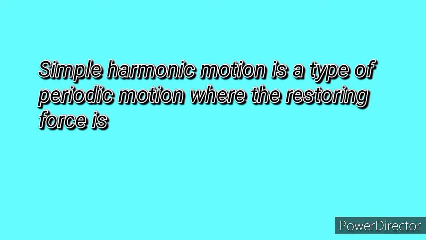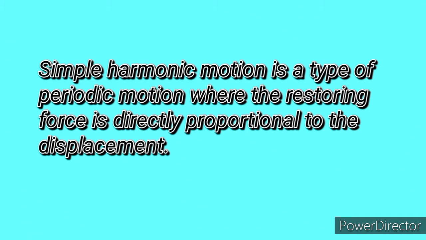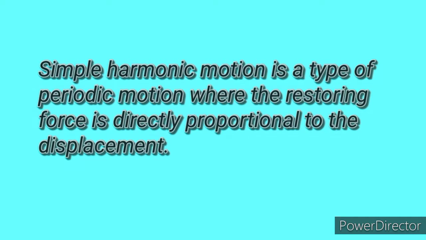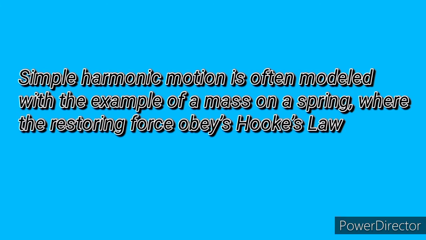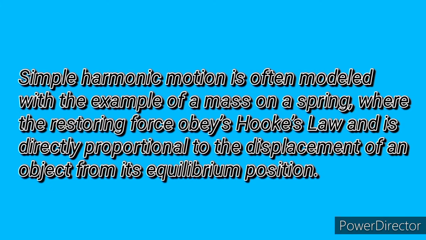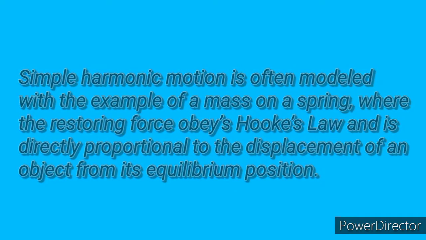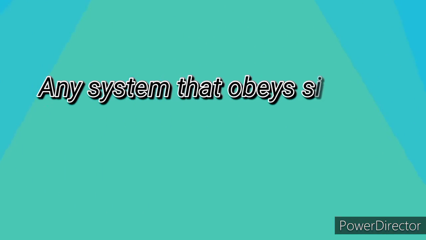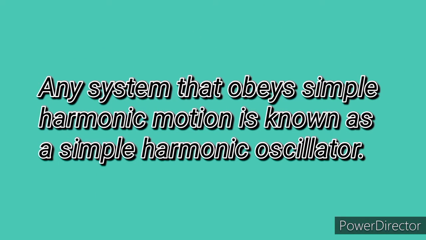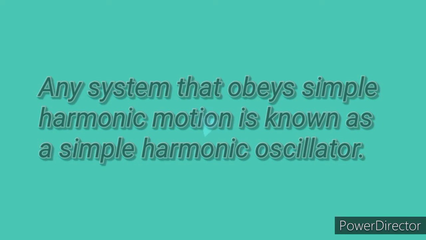Simple harmonic motion is a type of periodic motion where the restoring force is directly proportional to the displacement. It is often modeled with the example of a mass on a spring, where the restoring force obeys Hooke's law and is directly proportional to the displacement of an object from its equilibrium position. Any system that obeys simple harmonic motion is known as a simple harmonic oscillator.